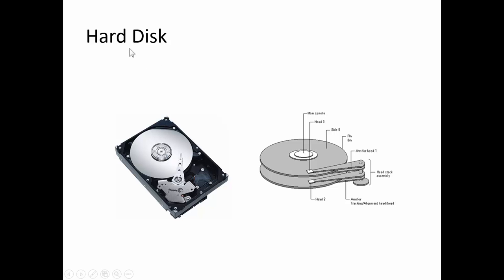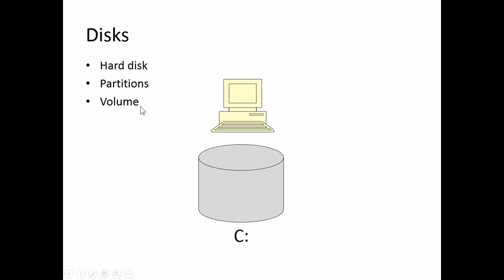Well, I think everybody knows what a hard disk is. A hard disk is a mechanical device that we save data to. But what's the difference between a hard disk and a partition and a volume? In this diagram, you can't see the difference because the partition occupies the entire hard disk and the volume occupies the entire partition. But let's look at the difference between a partition and a hard disk.